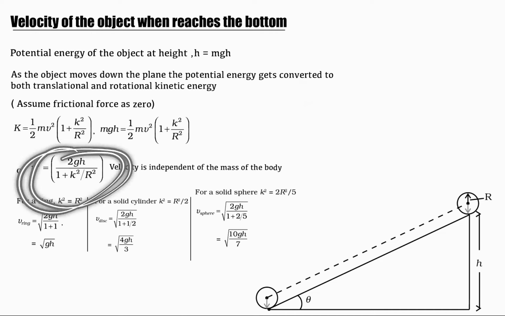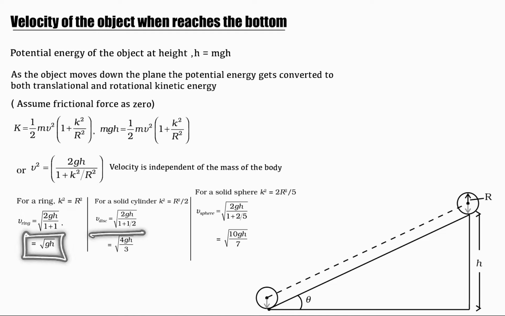For the case of a ring, the radius of gyration k square will be equal to r square. Substituting that, we get the velocity of the ring as root 2gh. For a disk, k square is equal to r square divided by 2, and we get root of 4gh divided by 3. For a solid sphere, k square is equal to 2r square divided by 5, and we get the velocity as root of 10gh divided by 7. Okay, so that's the case for the velocity of the object.